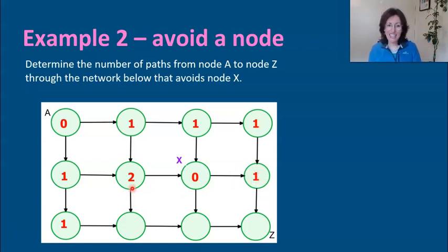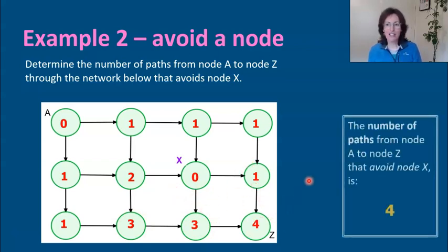The next one here, adding the numbers. 2 plus 1, 3. Adding the numbers. 0 plus 3 is 3. Adding the numbers to get a 4. So the number of paths from node A to Z that avoid node X is 4. Only 4 ways you could get here.